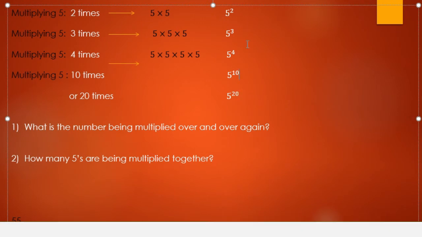Note, 5 here is called the base, and the numbers at the top corner, which are here 2, 3, 4, 10, and 20, are called exponents. So 5 is called the base of the power, and the number at the top corner is called the exponent or the power.